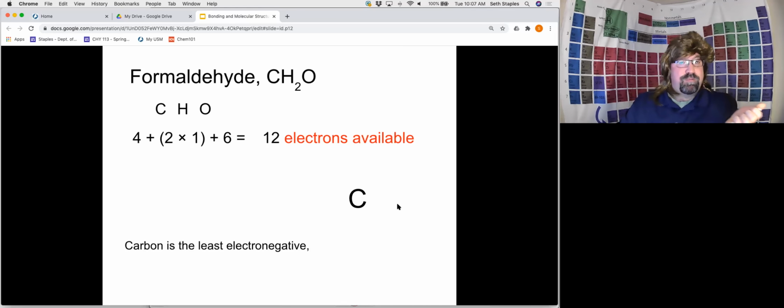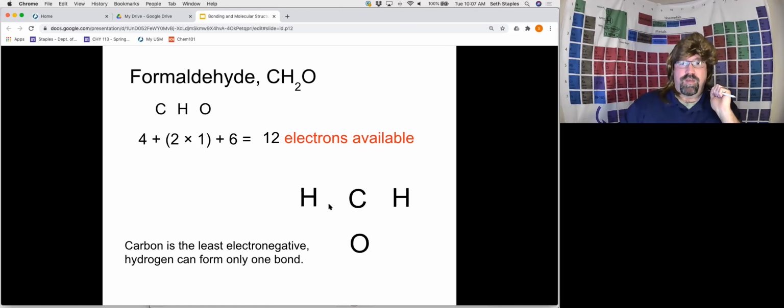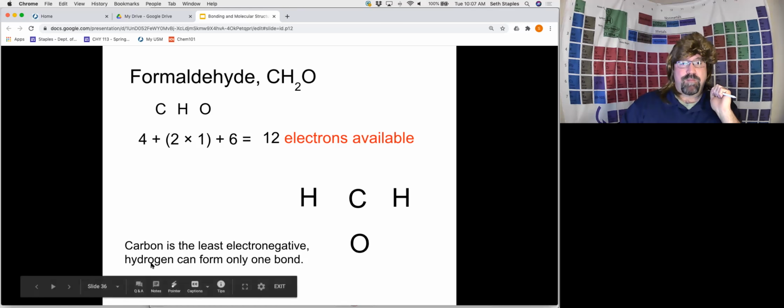So here's another example, formaldehyde, CH₂O. So we count up our valence electrons, 12 total. Carbon's the least electronegative. We'll put that into the middle. We'll put our other atoms around on the outside, remembering that hydrogen will only ever form 1 bond.